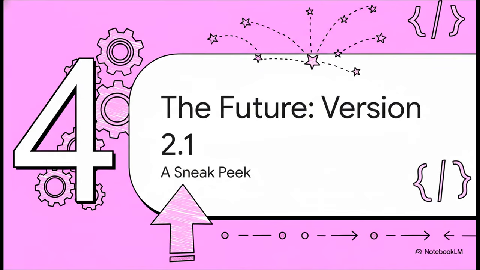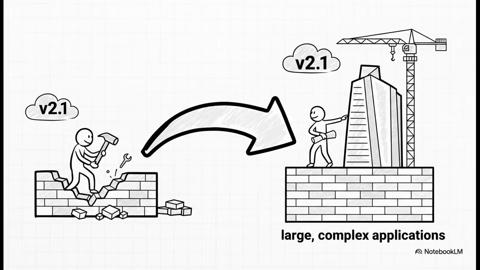So version 2 brought AutoHotkey into the modern era. But development definitely hasn't stopped. The V2.1 alpha branch is already out there, giving us a really tantalizing glimpse of where the language is heading next. If V2 was all about fixing the past, then V2.1 is all about building a scalable future.